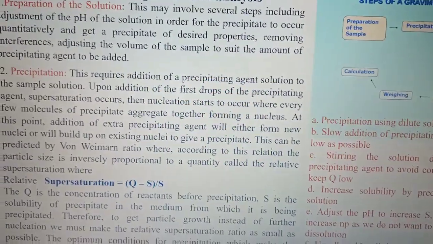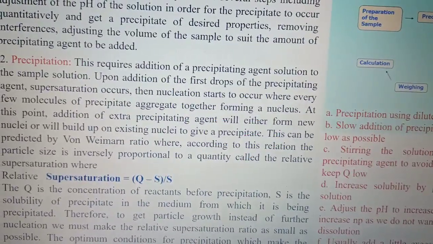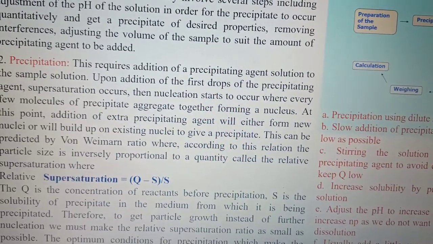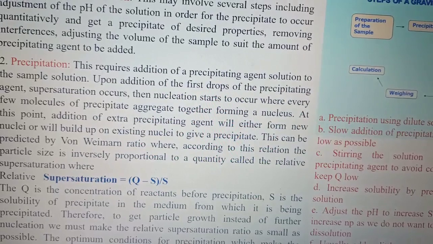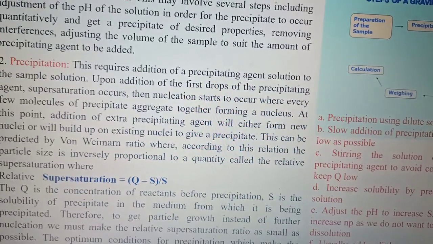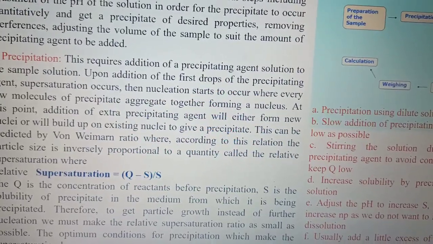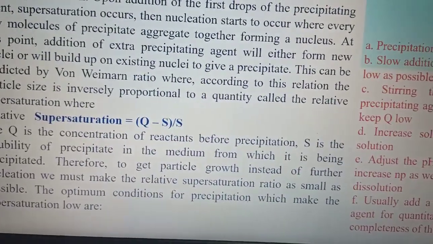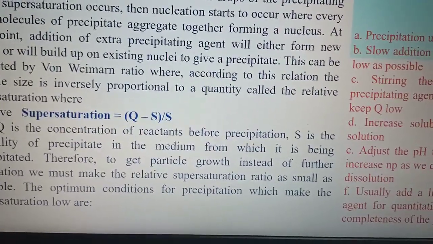Then when you go for precipitation, as I have already quoted in the earlier slide, precipitation is a process in which a precipitating agent is added to the solution, whereby a solid formation takes place. So the formation of precipitate depends upon the relative supersaturation. So relative supersaturation is equal to Q minus S divided by S.